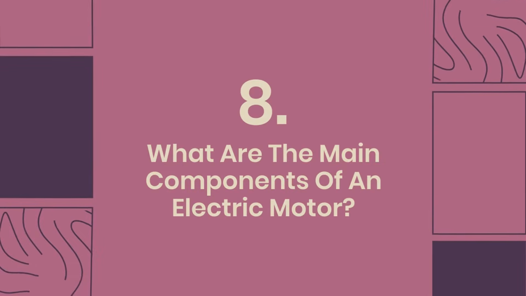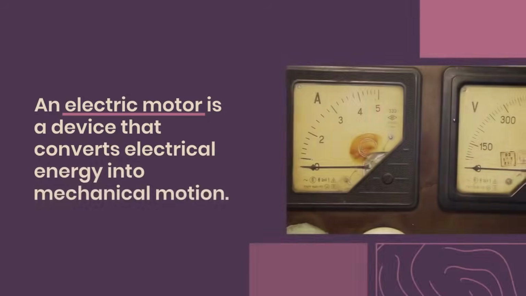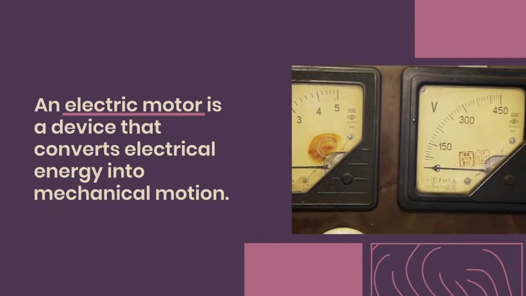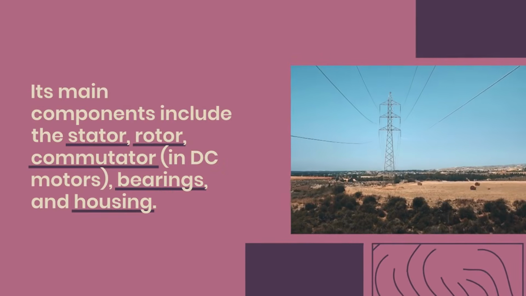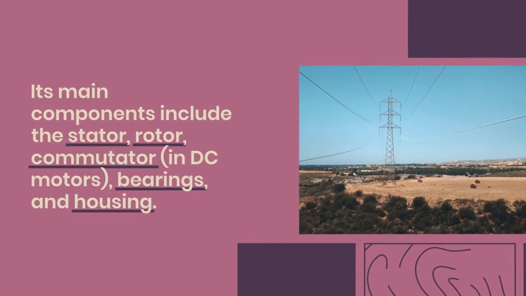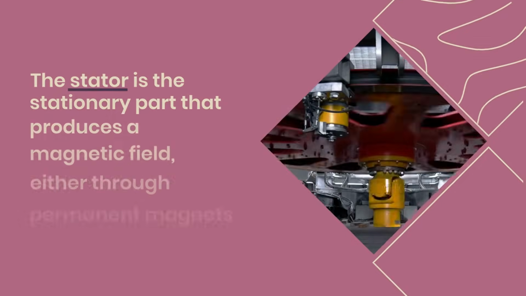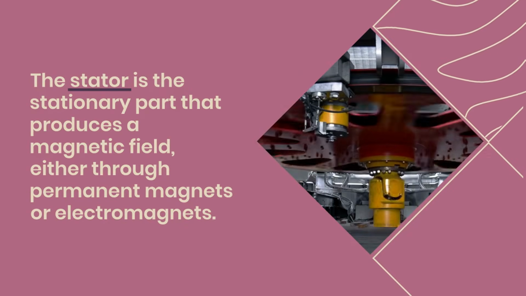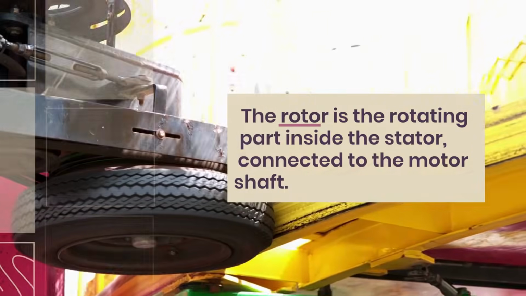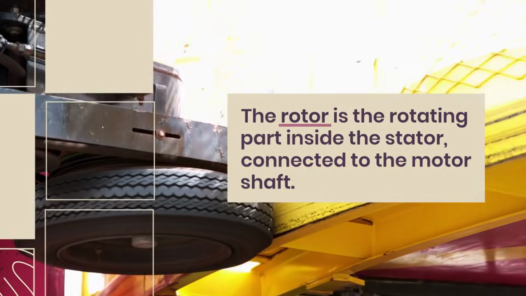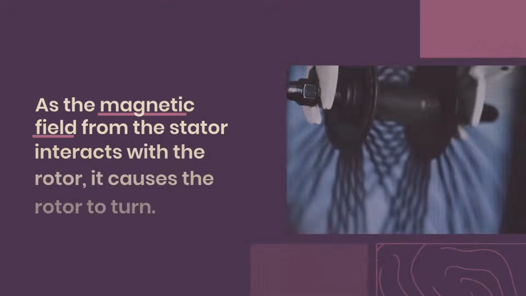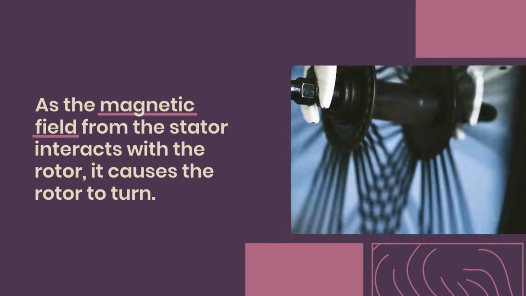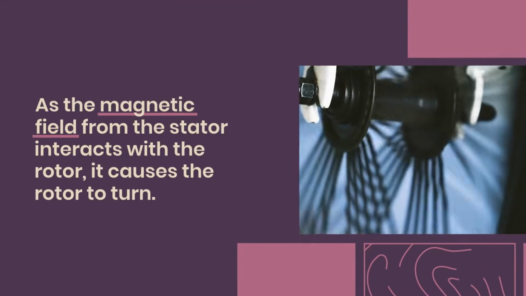8. What are the main components of an electric motor? An electric motor is a device that converts electrical energy into mechanical motion. Its main components include the stator, rotor, commutator in DC motors, bearings, and housing. The stator is the stationary part that produces a magnetic field, either through permanent magnets or electromagnets. The rotor is the rotating part inside the stator, connected to the motor shaft. As the magnetic field from the stator interacts with the rotor, it causes the rotor to turn.